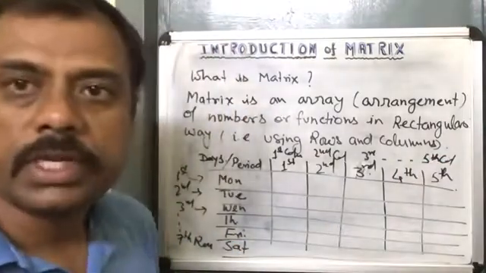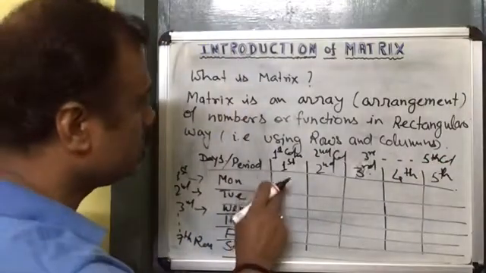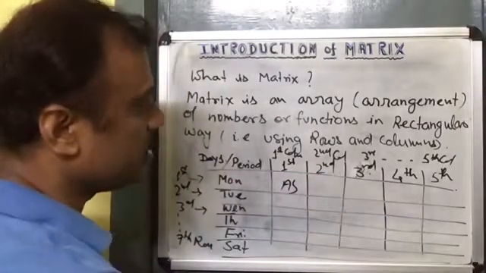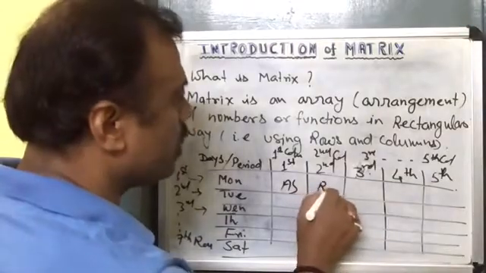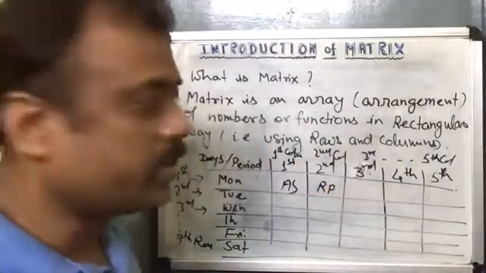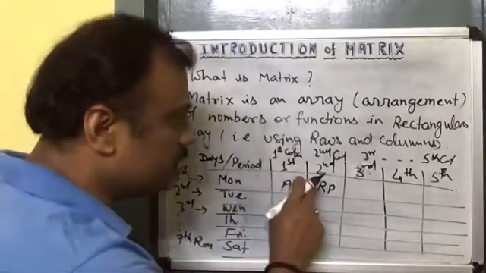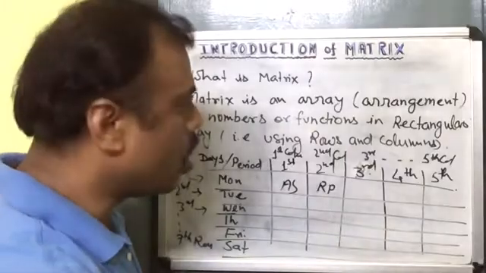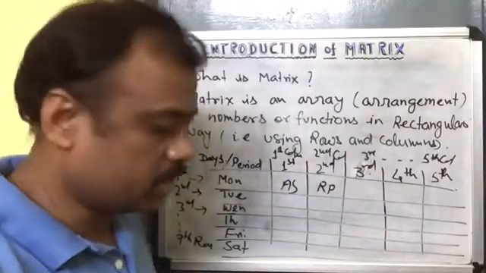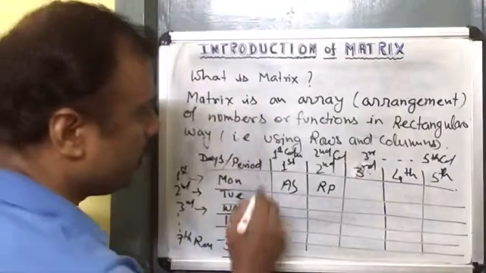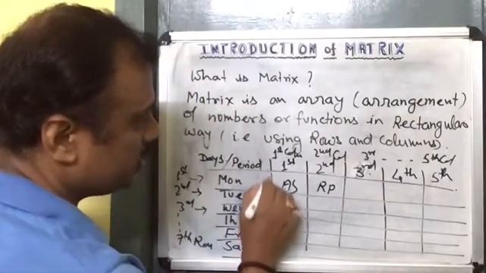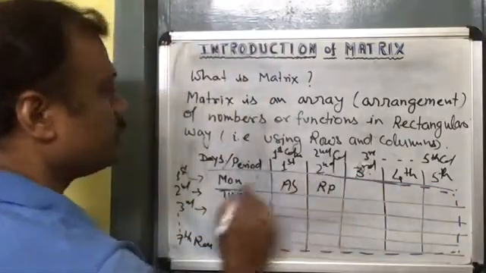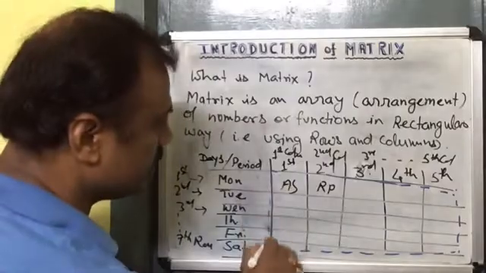So using rows and columns, suppose this first period is taken by some teacher AS, this second period is taken by some teacher RP, and like that. So we write this, and these entries are called elements of the matrix or entries of the matrix. We can write it in this way. Our matrix is this one from here to here. This is our matrix. To write this, we write in this way.